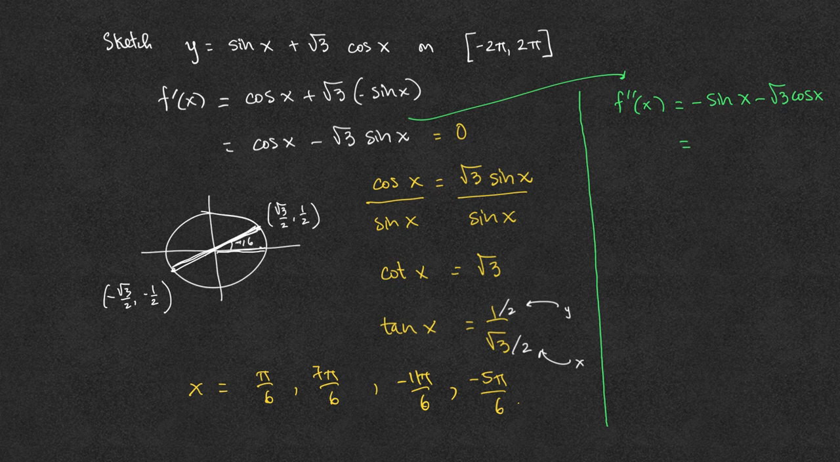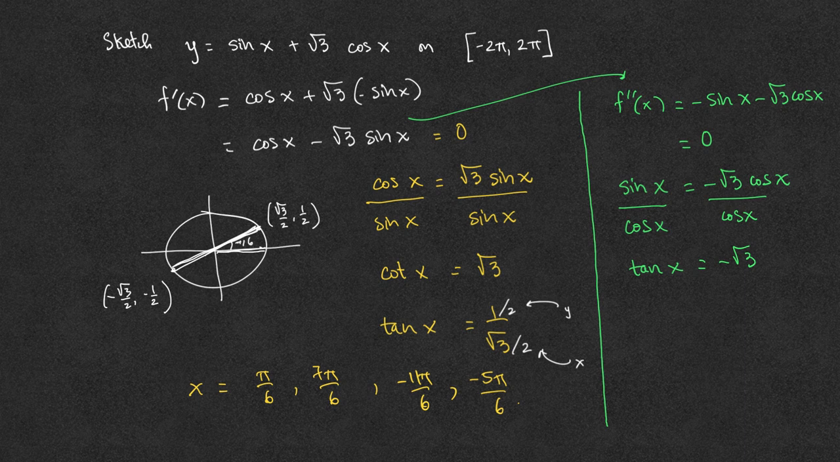We then set the second derivative equal to 0 and find the cut points. These are no longer the critical points. We isolate sine of x by moving negative sine of x to the left-hand side to get sine of x equals negative root 3 cosine of x. And then we divide both sides by cosine of x, assuming that cosine of x is not 0. Then we have tangent of x equals negative the square root of 3.